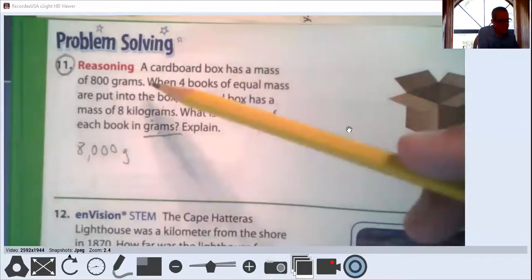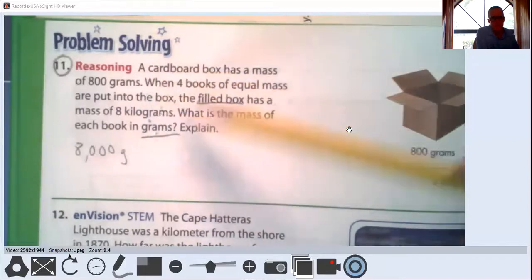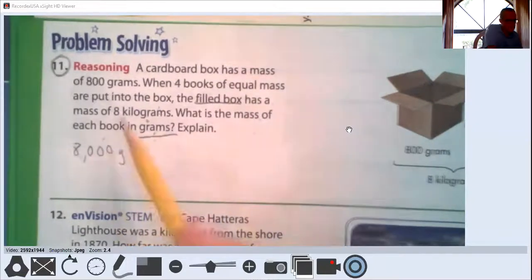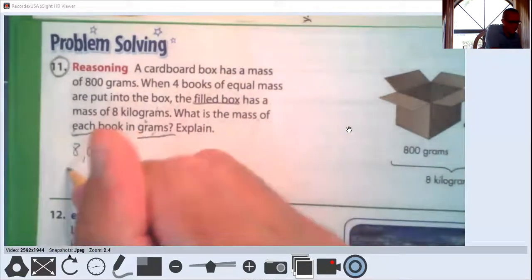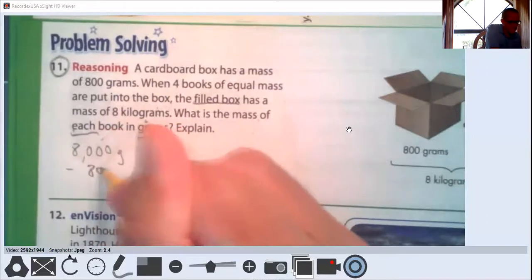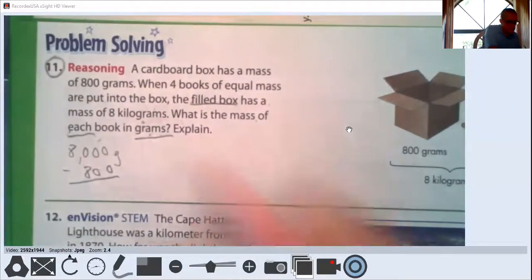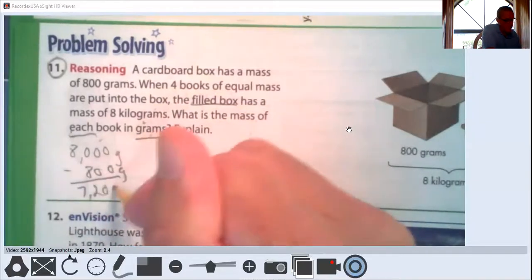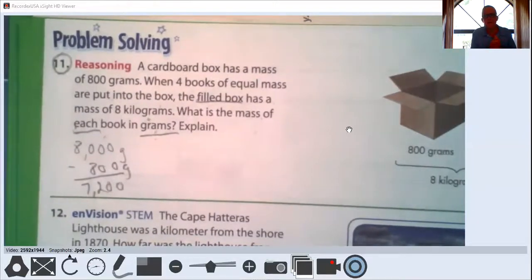Now we need to subtract 800 grams because that's the weight of the box. It is not asking us what is the weight of the box and the books. It is saying what is the mass of each book. So I'm going to go 8,000 grams minus 800 grams. And for the sake of this lesson, I'm going to write down the difference. You guys, I'm sure, could figure it out. It is going to be 7,200 grams. Is that my final answer? No, it's not.